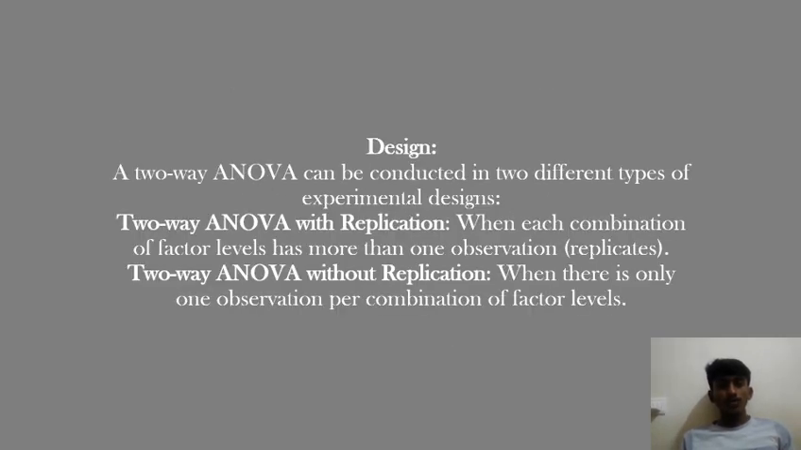Design. A two-way ANOVA can be categorized into two different types of experimental design. They are two-way ANOVA with replication and two-way ANOVA without replication. Two-way ANOVA with replication: when each combination of factor levels has more than one observation. Two-way ANOVA without replication: when there is only one observation per combination of the factor levels.